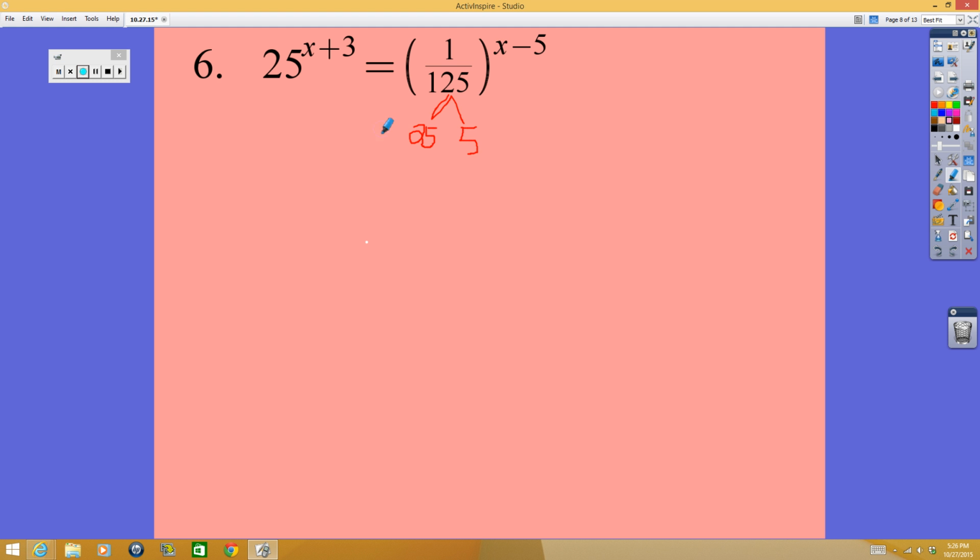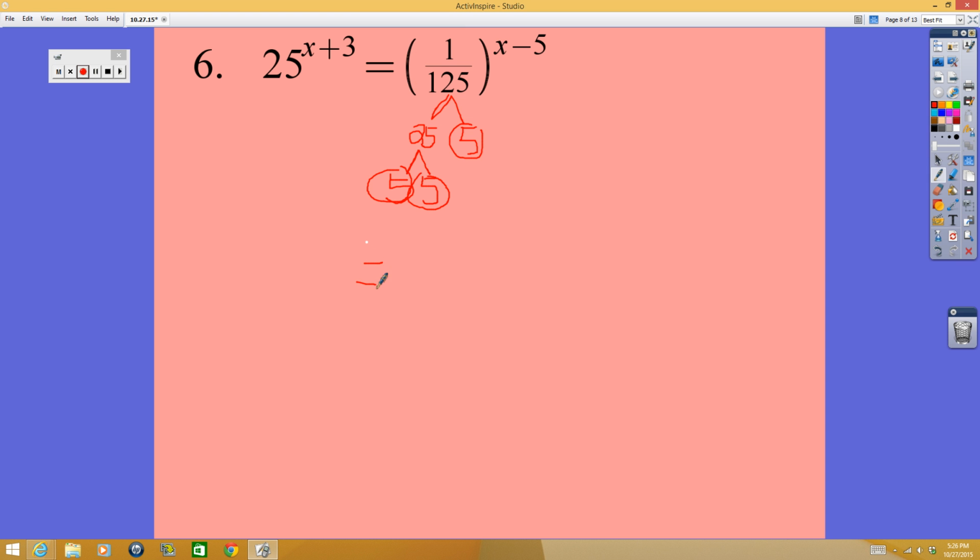Now, I can't write this as 25 to the second power because I don't have two 25s. So you know what? Let me go ahead and keep breaking this down. I know I can use this guy, the 5. So 25 divided by 5 gives me 5. 1, 2, 3. Let me just worry about this right side for a second.